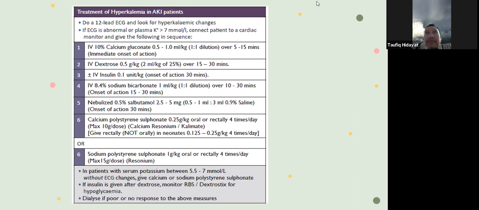Calcium gluconate maybe also safe, but complications are also there. If you give calcium gluconate IV, there is a risk of phlebitis, even burn injury. There are many cases of burn injury due to bolus calcium gluconate. So we have to be careful with this treatment.